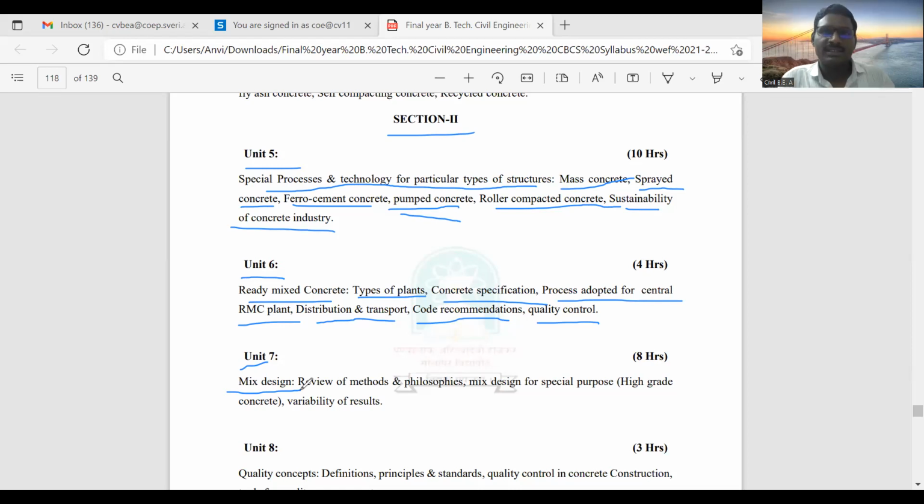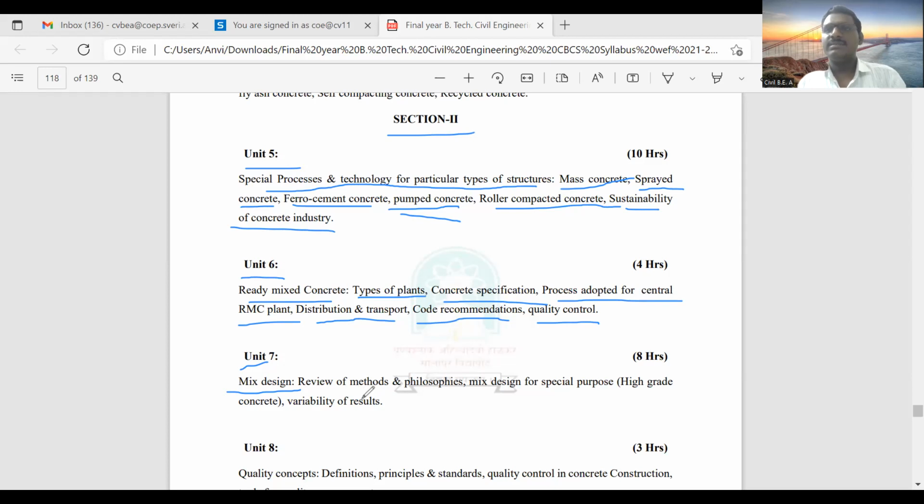What do the grades mean? M35, what does it mean? M is the mix. What mix? Cement, sand, aggregate that we are mixing. The basic ingredients are cement, sand, aggregate. After that, we add some admixtures for early strength. Sometimes we replace cement or aggregate with other materials, and those are additions, but the basic ingredients are cement, sand, and aggregates.